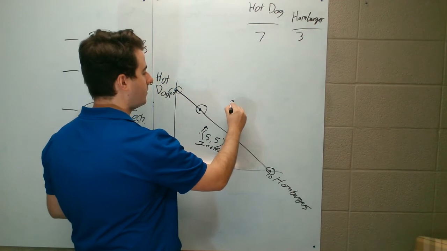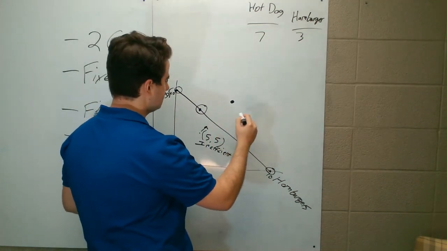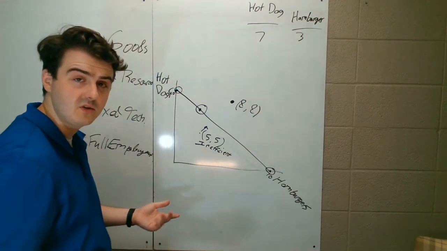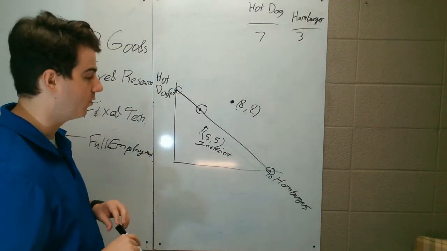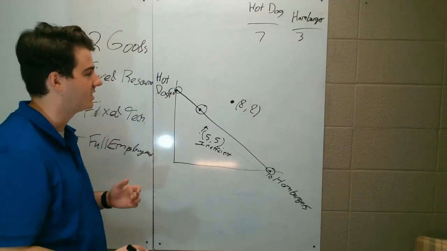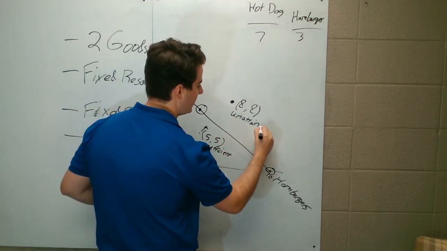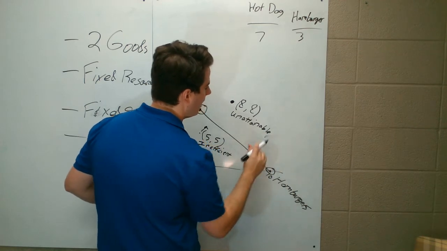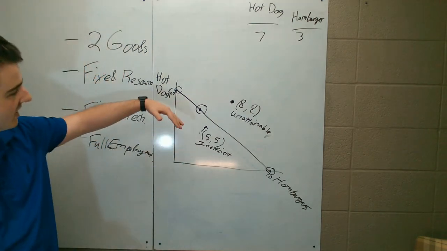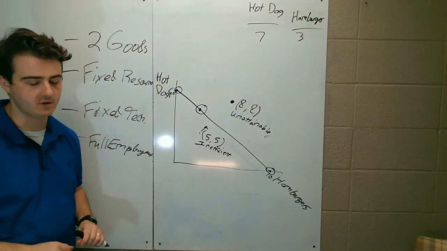What about out here? Can we make a point here? Can we have, oh, say, eight of each? Well, no, right? We've only got 10 sheets of paper. We've only got 10 classmates to work with. So we're not going to be able to make this point. We can't have this combination. It is unattainable. So, all points on or inside this line are attainable. All points outside this line are unattainable. This is our basic model of a production possibilities frontier.